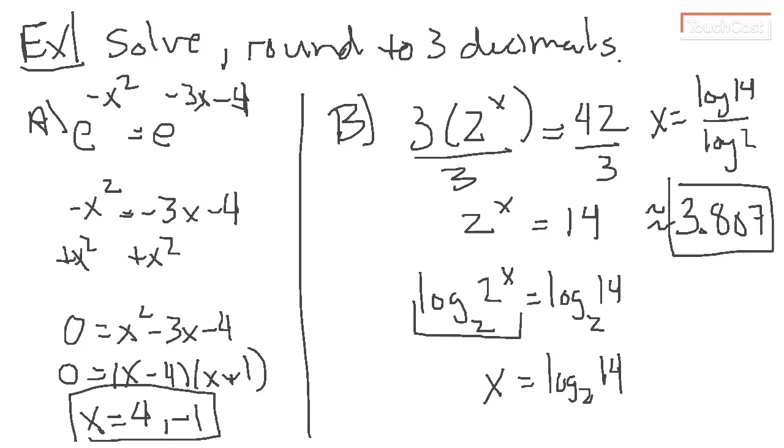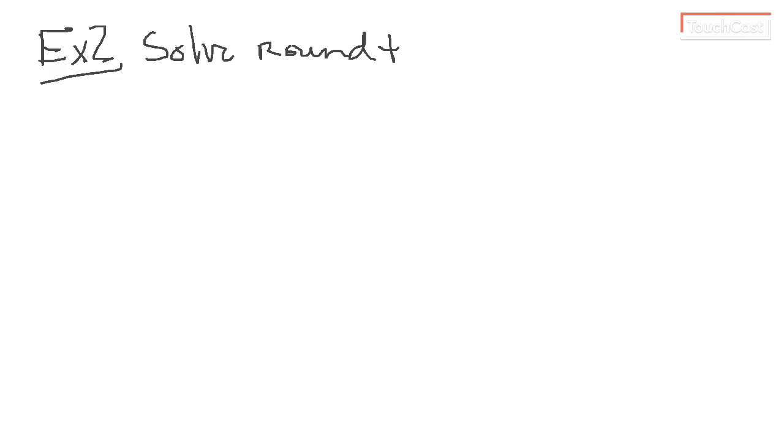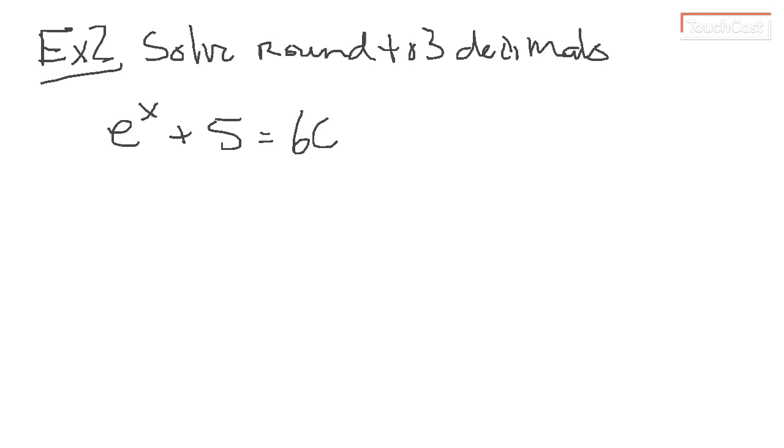So let's look at example 2. And this is going to be another exponential equation. We're going to solve and again round to 3 decimal places. We're going to look at e to the power of x plus 5 equals 60. So when I'm doing this, the first thing I'm going to do is I'm going to subtract 5. And then I'm going to have e to the x is equal to 55.